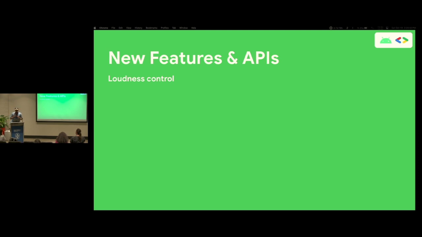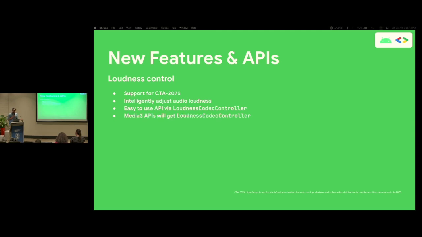There's something new coming in media, which is loudness control, and it follows this standardization, CTA 2075. It's a standardization of how the human ear perceives safe loudness levels, and Android will follow this as of Android 15. And it will automatically and intelligently adjust audio levels for you rather than just saying, oh, it's too loud, reduce it.